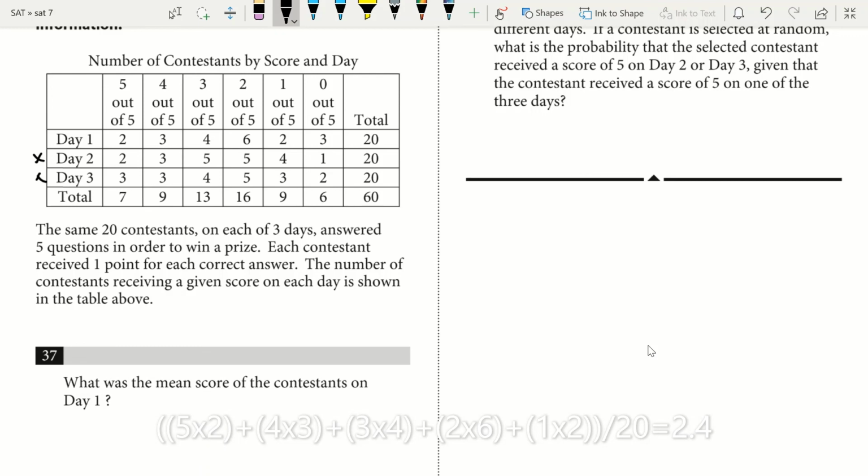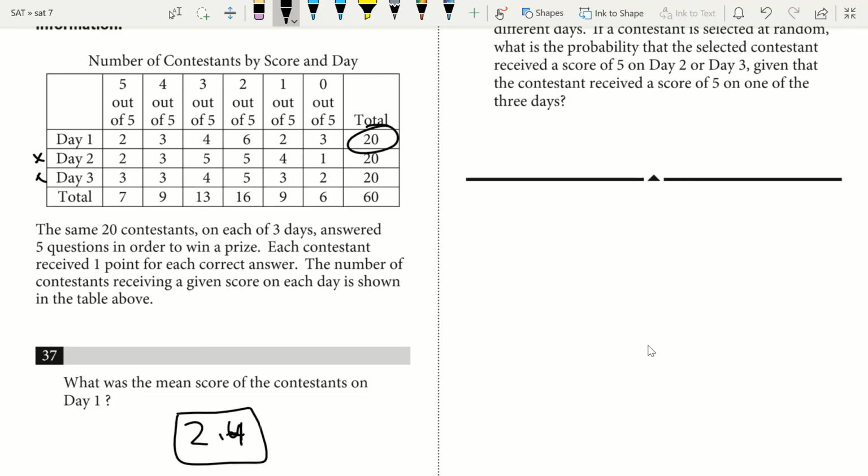So I take that, that gives me 48. I know the total number of people who took that quiz on day 1 is 20. So I divide that 48 by 20, and that's going to give me 2.4 as my answer, right? And I'll just put 2.4. I'm going to box it. That 2.4 is equal to 48 over 20. All right, now I move on.